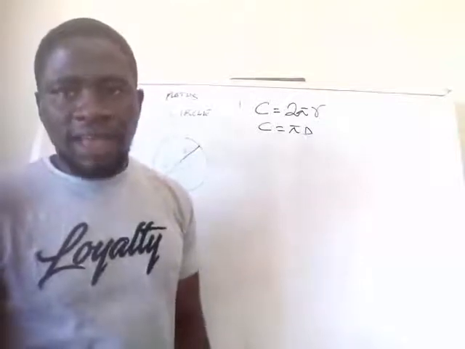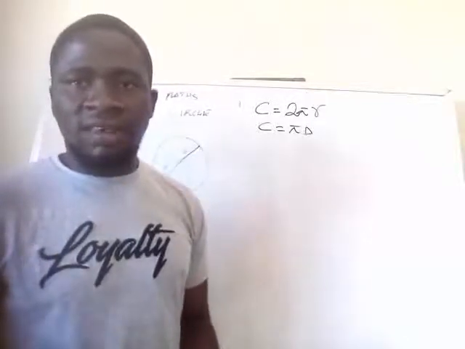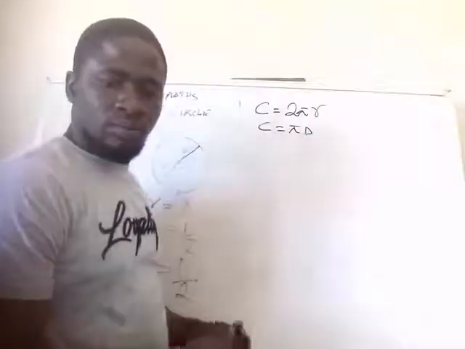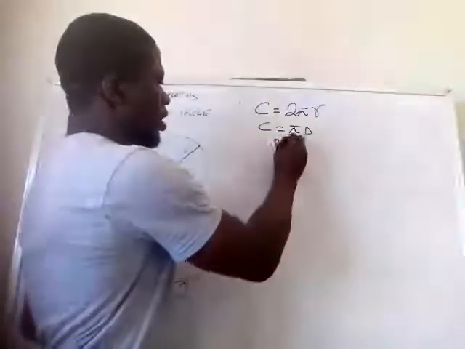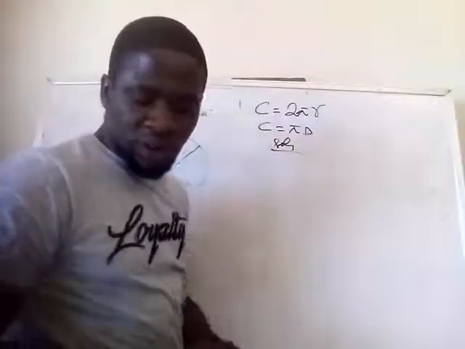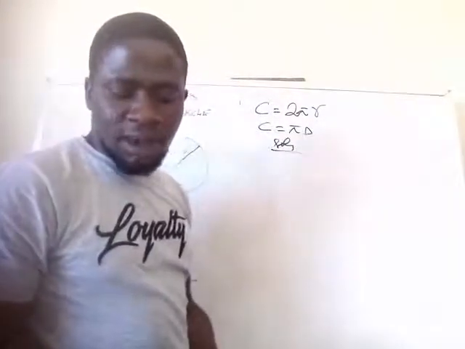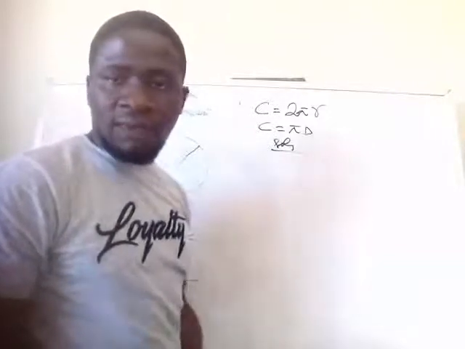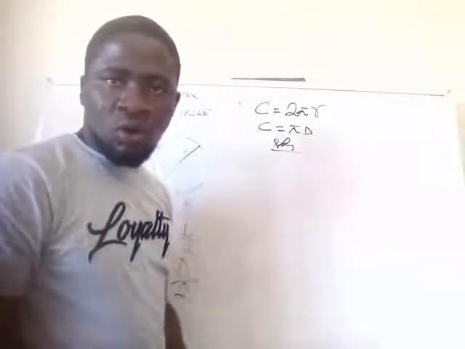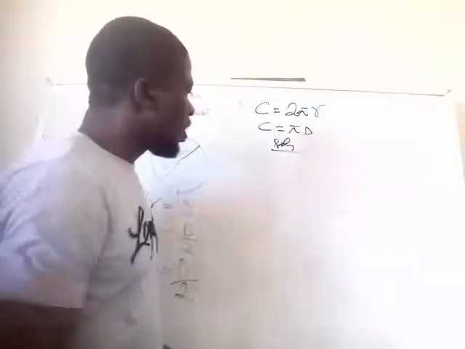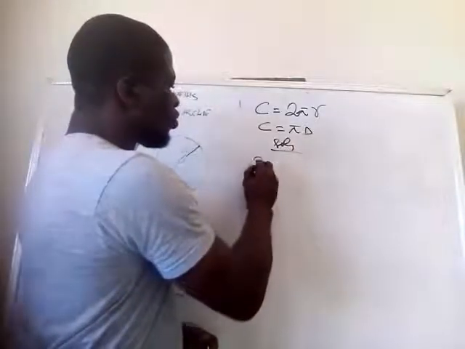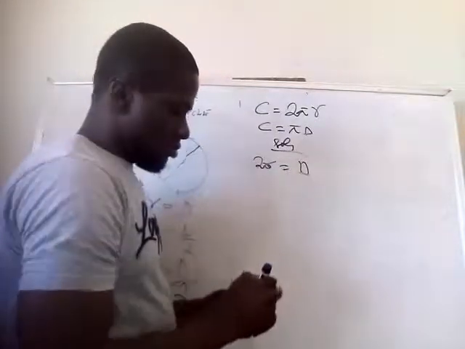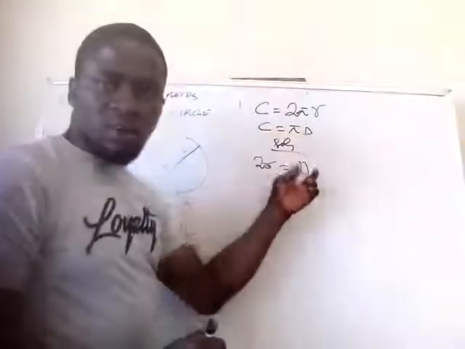If its diameter is 14 cm. Okay, let me go through the question again. Calculate the perimeter of a circle if its diameter is 14 cm. So what we will do now is to solve. I told you that 2r is equal to diameter.